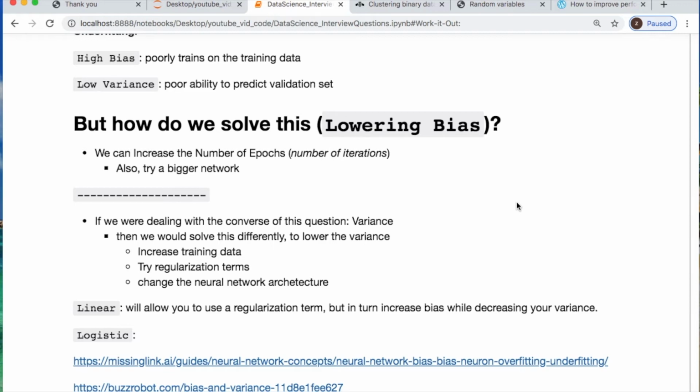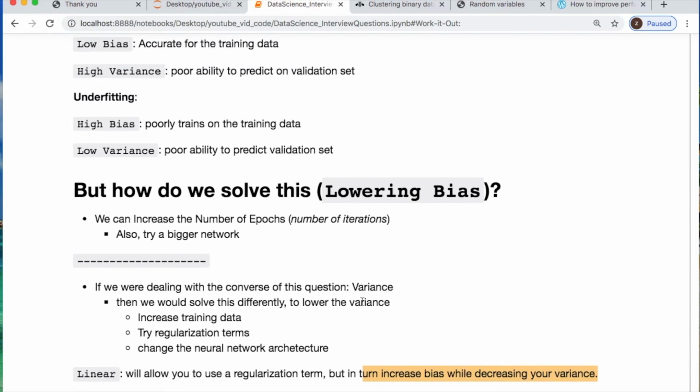A few things you can do would be increase the number of iterations or epochs, or train a bigger network. If this was the reverse question of looking for variance, we would have looked at increasing the training data, or trying some form of regularization terms, or changing the type of model that we're going to use. So two of the problems that we had said, let's create a linear model, okay? Well, in creating the linear model, we end up creating a new problem where in turn you're actually increasing your bias while you're decreasing your variance, okay? So you end up having this issue, so you've got to be careful with that.